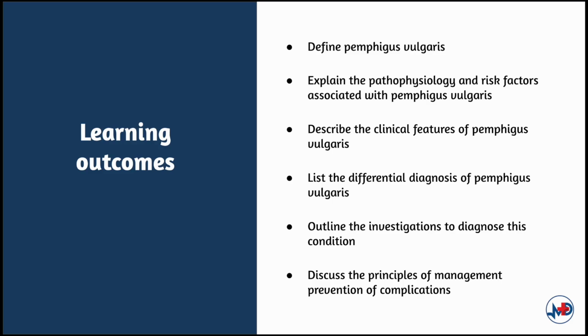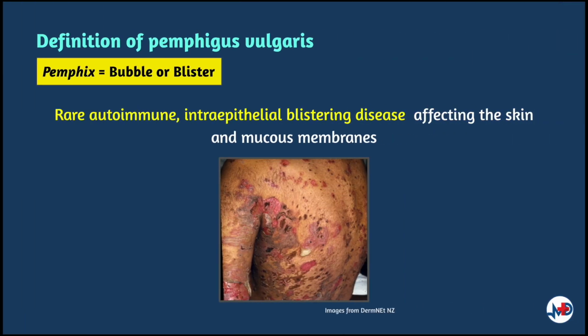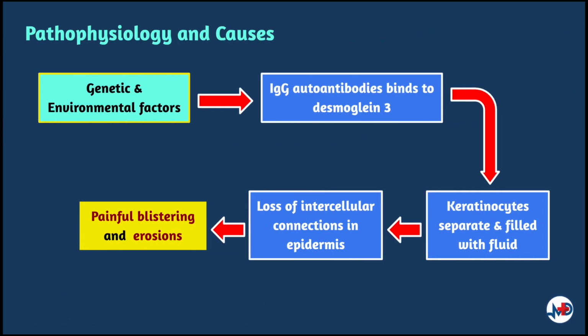Let's get started. The term pemphigus is derived from the Greek word pemphix, which means bubble or blister. Pemphigus vulgaris is a rare autoimmune intraepithelial blistering disease affecting the skin and mucous membranes, most commonly inside the mouth. Its peak incidence is usually between the ages 30 to 60. Now let's discuss the pathophysiology and causes of Pemphigus vulgaris.